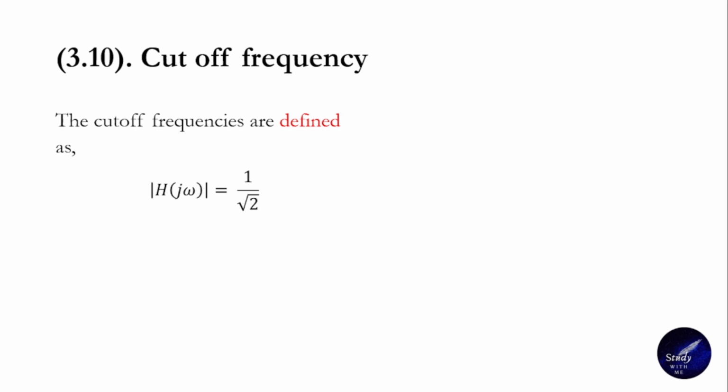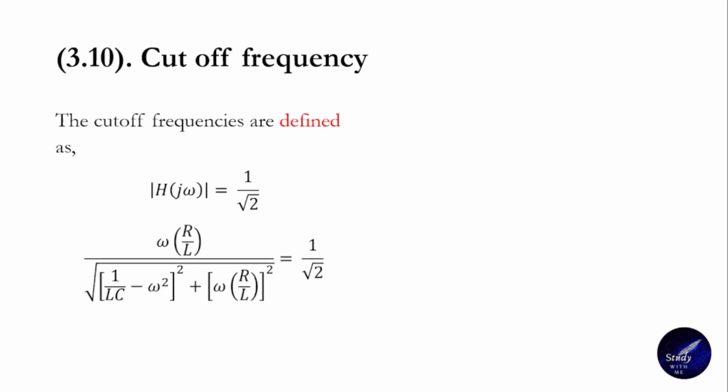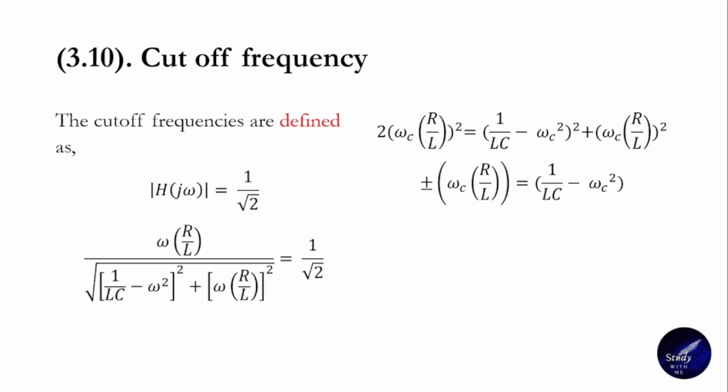The cutoff frequencies are defined as the frequencies where the magnitude of the transfer function equals 1 over root 2. Depending on that, we can establish this equation. Then by rearranging it, we come to this equation. Then we can reform it as this, and finally we arrive at this quadratic equation in omega c. Here omega c means the cutoff frequencies.